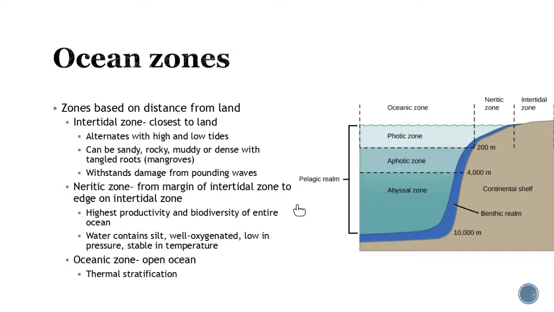Now, if you base it off distance from land, there's different ways you can classify it too. So depth was one way. Let's do it based off land. So the first is the intertidal zone. This is the one closest to land, very low shore. This is going to alternate between the low and high tides. I always think of the tide pools that you can see, and it can vary. It can be sandy, rocky, muddy, tangled with mangroves, and it has to be one that can withstand damage from the pounding waves.